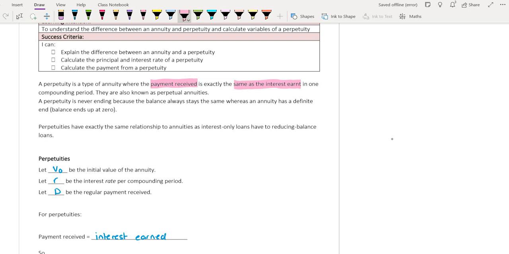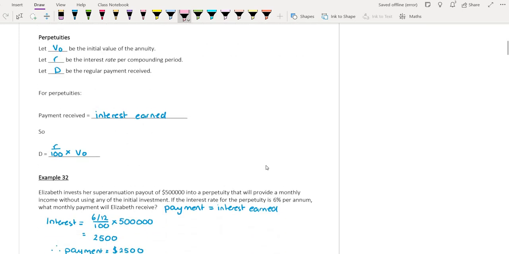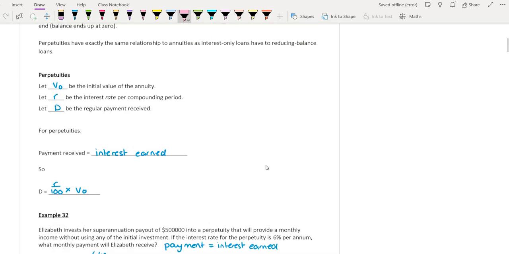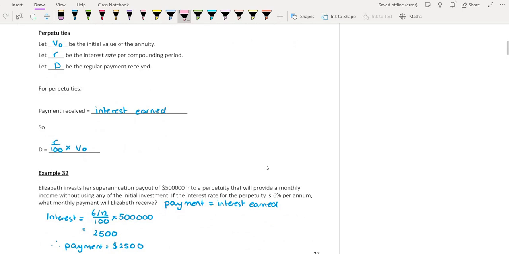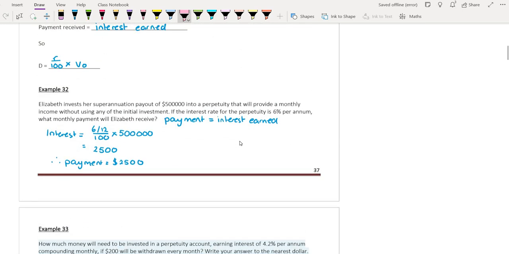So our starting balance, our principal, stays the same because we're only taking out the interest that's been made on top of our principal in a perpetuity. So it's going to be very similar to an interest-only loan, but obviously it's the other way around, where we're now getting the money. So I'm going to jump right into a couple of examples.